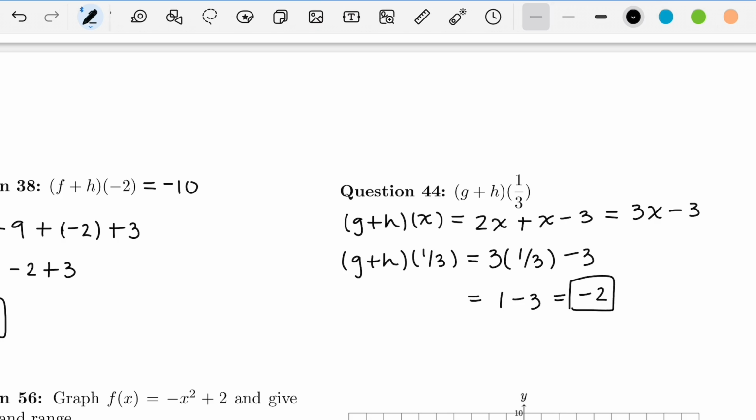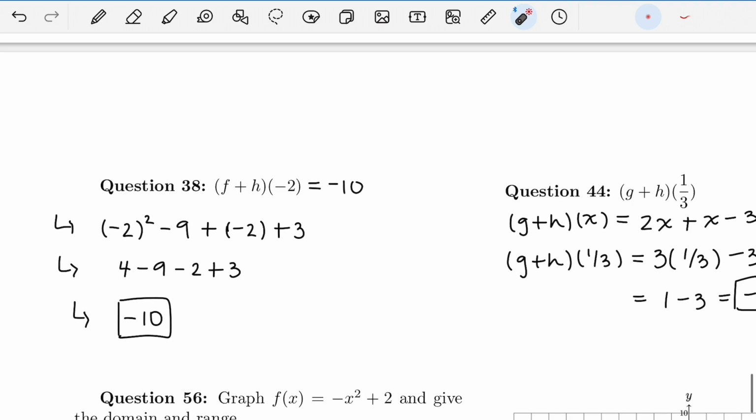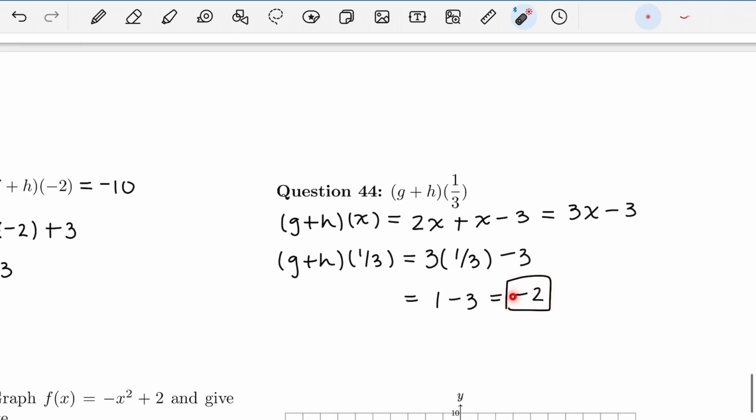All right, so for this particular example, it was easier to first take the sum of these two polynomial functions and then evaluate it at this x value. Sometimes that might not be the case, so it just depends on which way you want to approach it. If we had just plugged in 1/3 into each of these functions and added them together like we did in the last example, we still would have ended up with this answer, but it might have taken a little bit longer to get there.